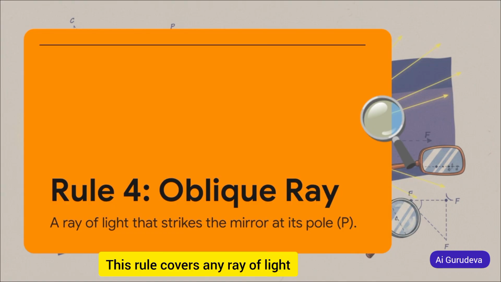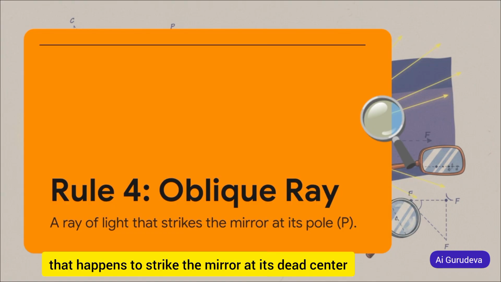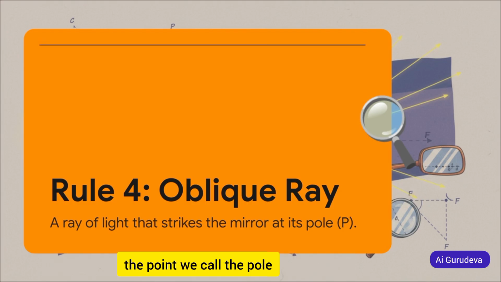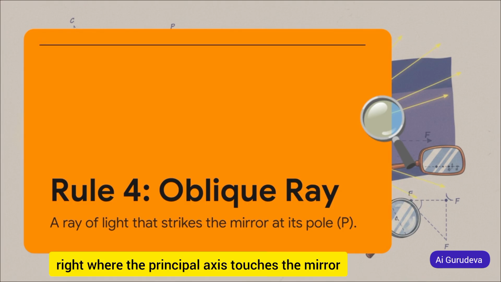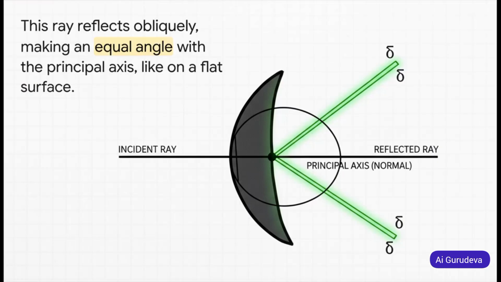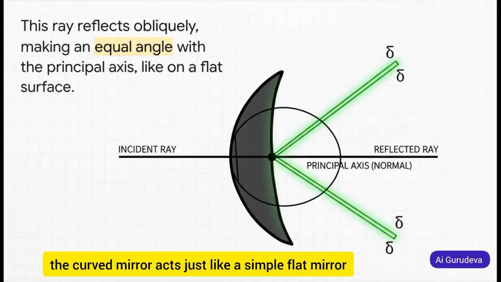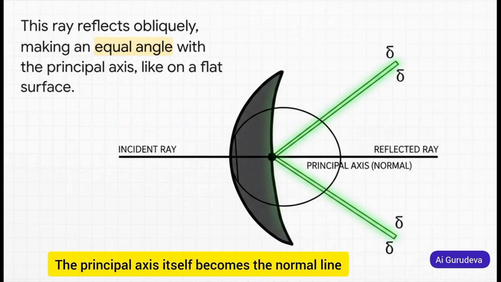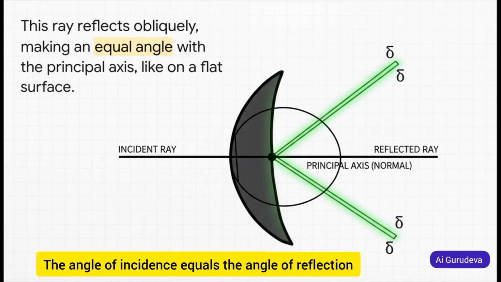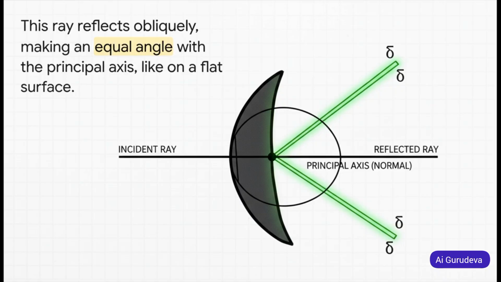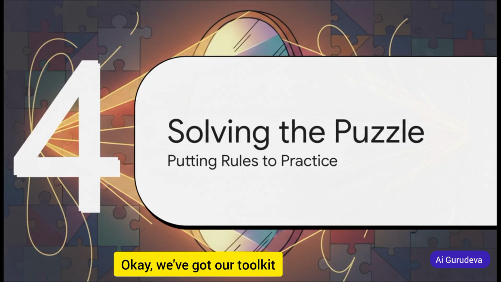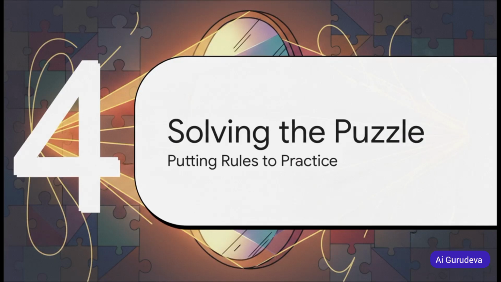And finally, we have rule number 4, the oblique ray. This rule covers any ray of light that happens to strike the mirror at its dead center, the point we call the pole, right where the principal axis touches the mirror. At this one special spot, the curved mirror acts just like a simple flat mirror. The principal axis itself becomes the normal line, and the ray just bounces off at the exact same angle it came in at. The angle of incidence equals the angle of reflection. Simple as that.